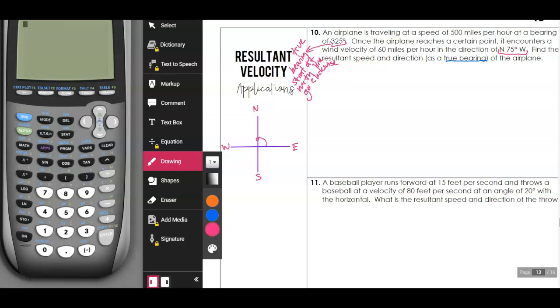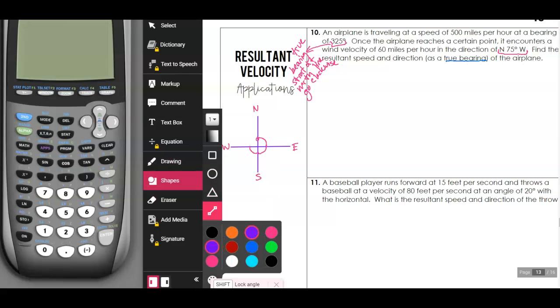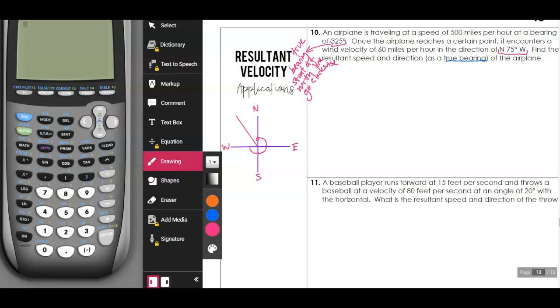So I'm going to go clockwise 325. Now, one quadrant is 90, two quadrants is 180, three is 270. So I need another 55 degrees. So that's about here. So I know this is 325 degrees.